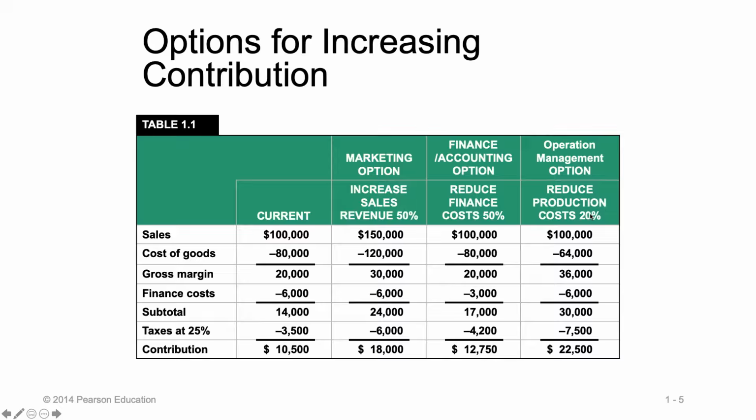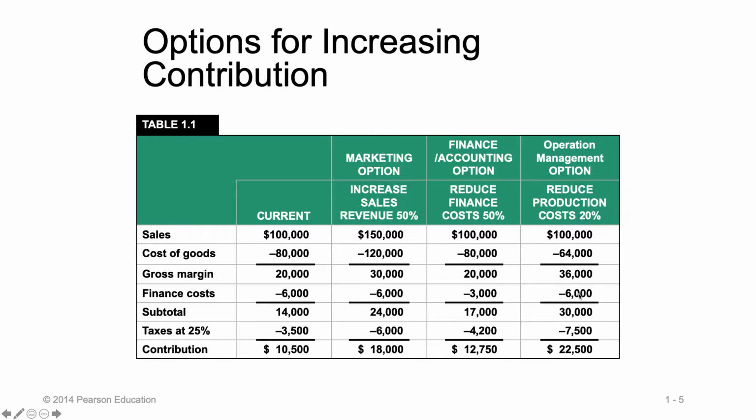Then we have another option: reduce production cost by only 20%. This is a financial way to see it. We have the same level of sales, and then we reduce 20% of these amounts. All right, we reduce the 20%, and then we have this level, 64,000. Then we have the gross margin. As you can see, the gross margin is greater than the gross margins of the other options.